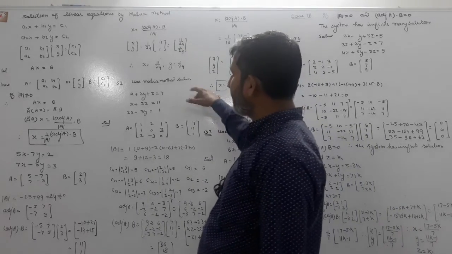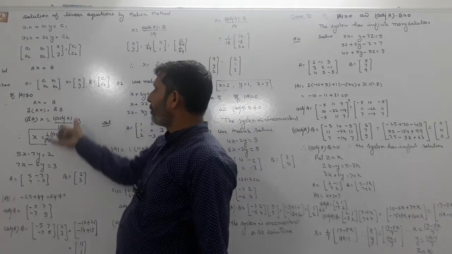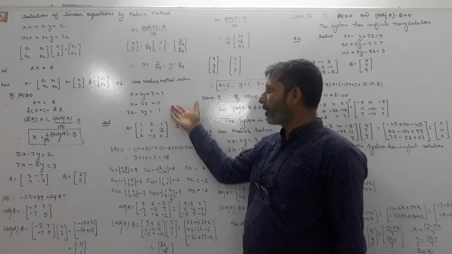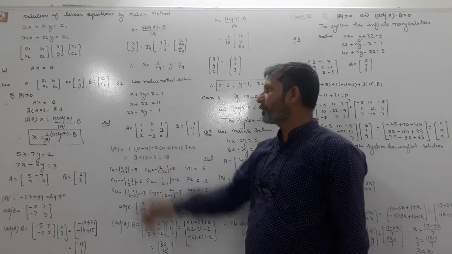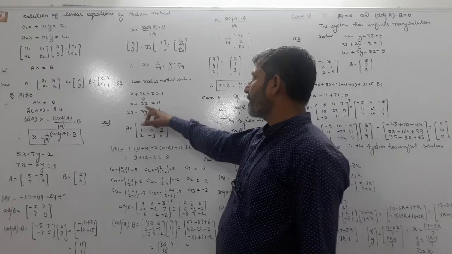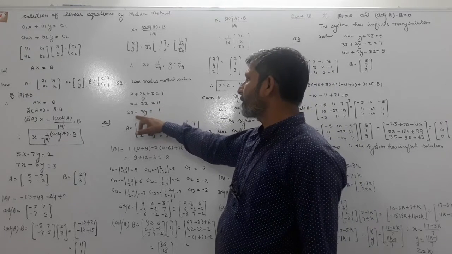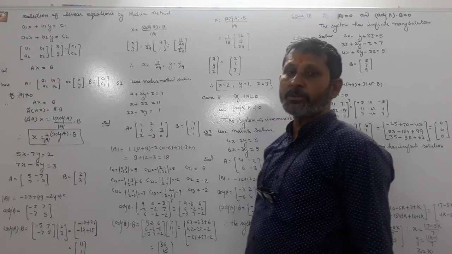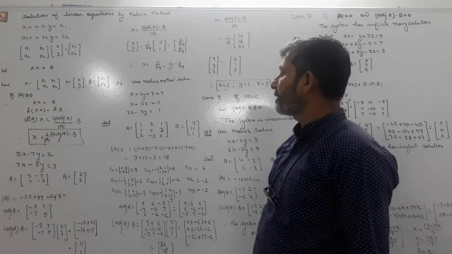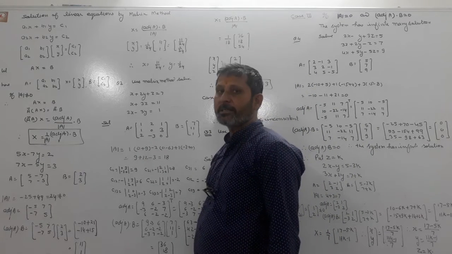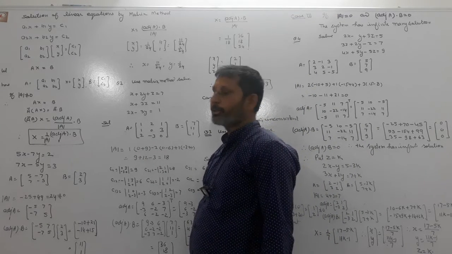Second example: the previous one was for two variables. Now for three variables, using the matrix method, solve the following system of equations. The first equation is x plus 2y plus z equals 7, x plus 3z equals 11, and 2x minus 3y equals 1. In the second equation there is no y, so y is written as 0y. In the third equation, 2x minus 3y, there is no z, so 0z.